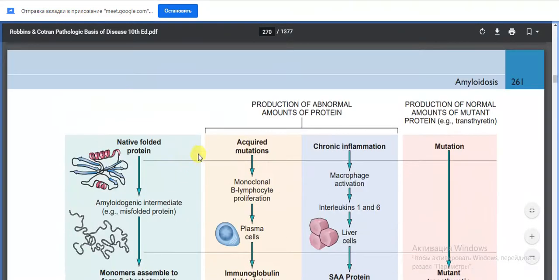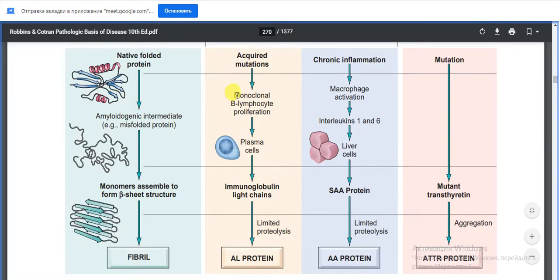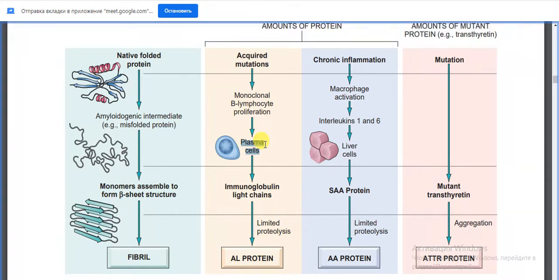Then there might be acquired mutations, for example, and that's the most common type. When plasma cells start to produce immunoglobulin light chains without heavy chains, these light chains are not killed. They are not active immunity cells, and they start to deposit inside the tissues, and this is known as AL protein. It happens due to acquired mutations of B lymphocytes, which produce only light chains of immunoglobulin.